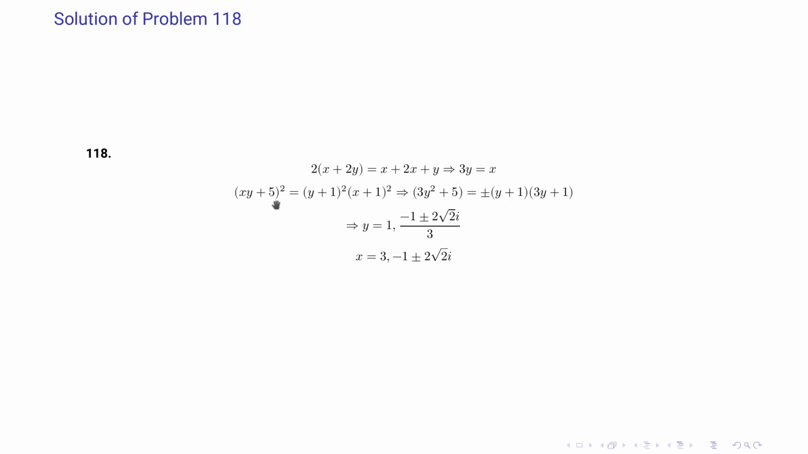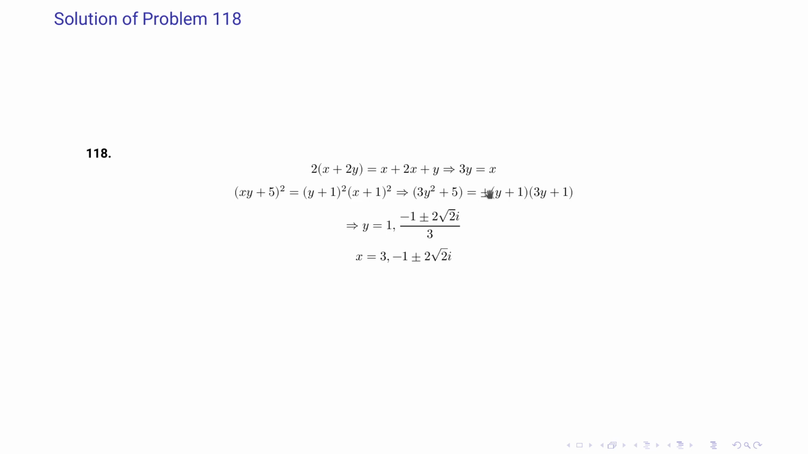And then from the relationship in geometric progression, we find that (xy plus 5) whole square is equal to (y plus 1) whole square into (x plus 1) whole square. Now in xy plus 5, we substitute the value of x as 3y, making it 3y square plus 5. And then we take root, we get plus minus (y plus 1) into (3y plus 1). So this 3y has come because x plus 1 is now 3y plus 1.